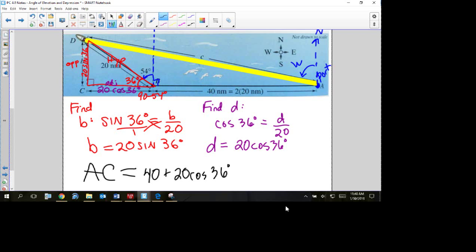The reason why I did that is if I know side B, and I know side AC, and I want to find the long side C, how can I do it?